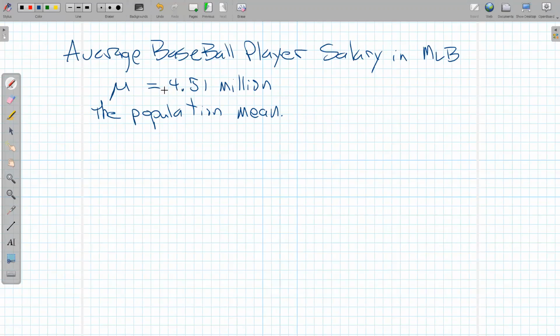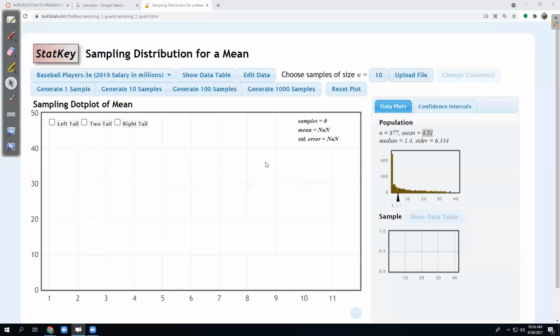Now what we're going to look at next is, what if we took a sample of baseball players? Like we just went out and grabbed randomly 30 baseball players. Would our sample have this exact same value? So we're just going to do a few samples here. I encourage you to try this too.